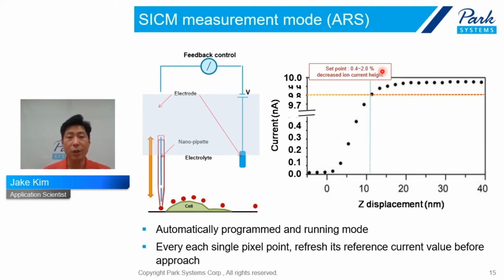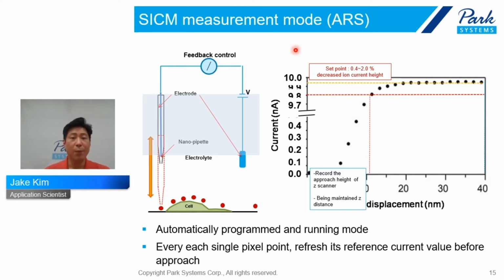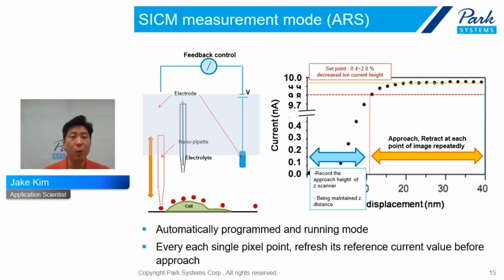After approaching, the system records the position of the scanner and retracts like this. After retracting, the pipette moves to the next pixel and approaches. This approach and retract is repeated at each point of the image. In this way, Park Systems SICM shows excellent capability without any disturbance in a liquid environment, even for soft cell imaging in liquid.